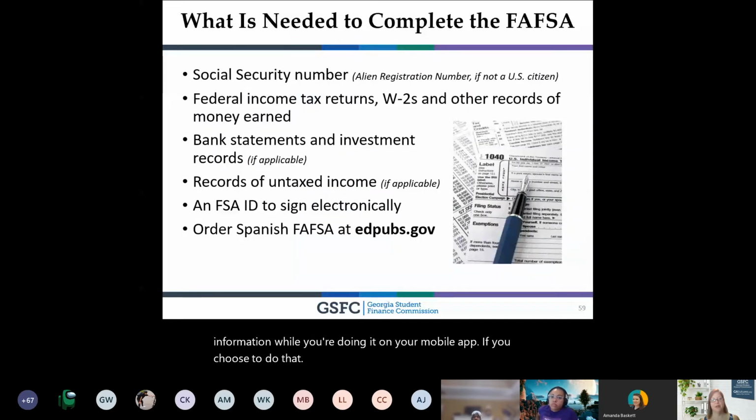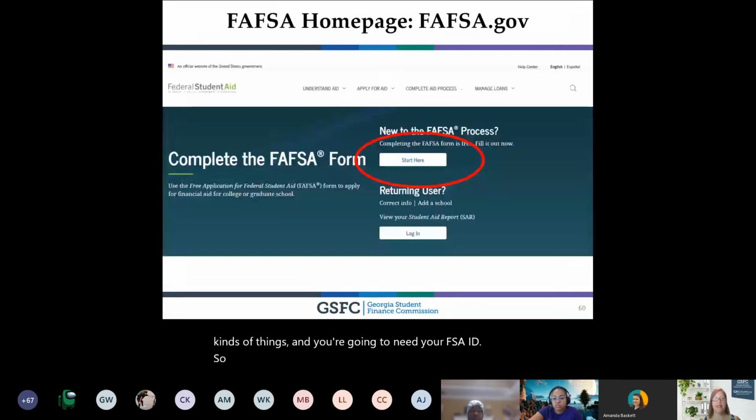Now, to complete your FAFSA, you do need your Social Security numbers, tax returns, W-2s, bank statements, any untaxed income, those kinds of things, and you're going to need your FSA ID. So let me show you how to create your FSA ID. This you can do before October 1st.